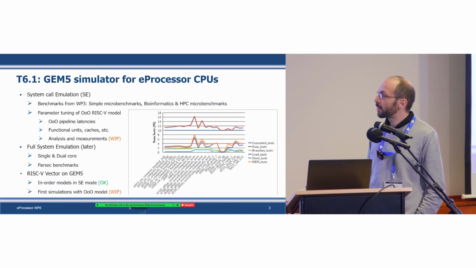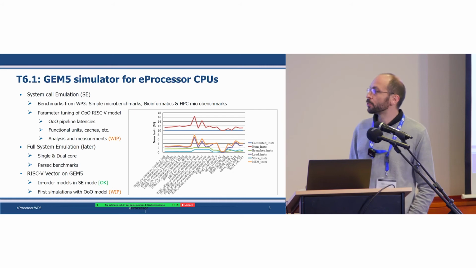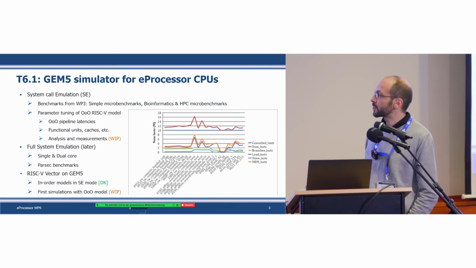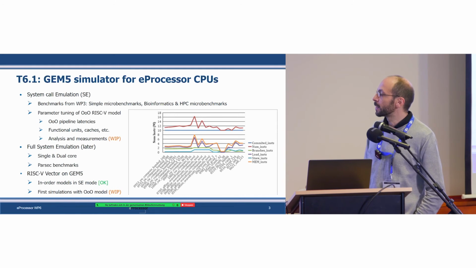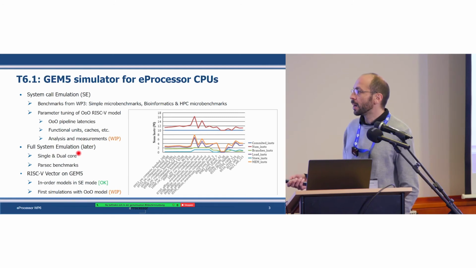In terms of gem5, these are using benchmarks from Work Package 3. Some are from NAS, some bioinformatics. These will be presented later. Of course, we can do parameter tuning of the out-of-order RISC-V model, play with the latencies, functional units, caches.